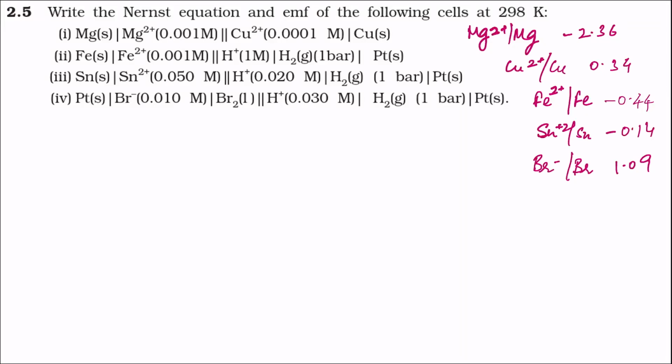Write the Nernst equation and EMF of the following cells at 298 Kelvin. First one is magnesium anode and copper cathode.